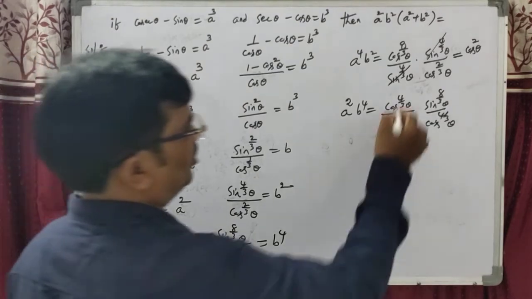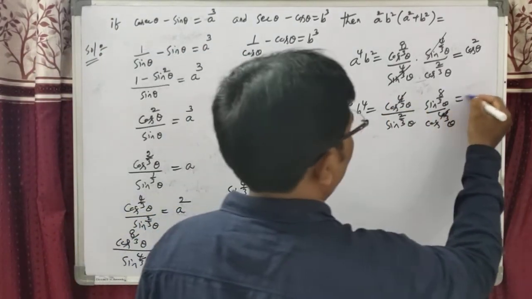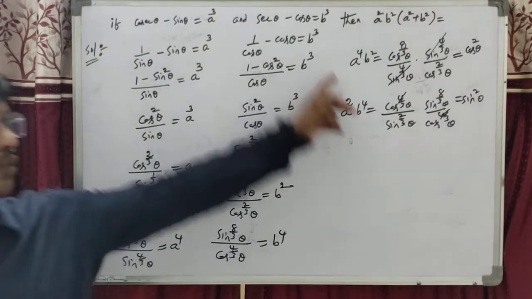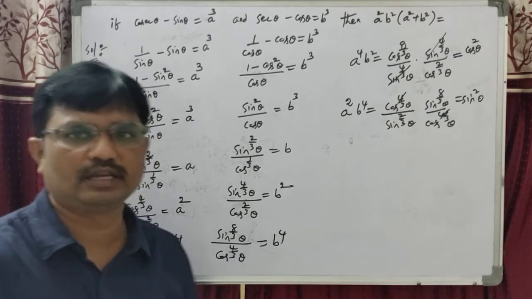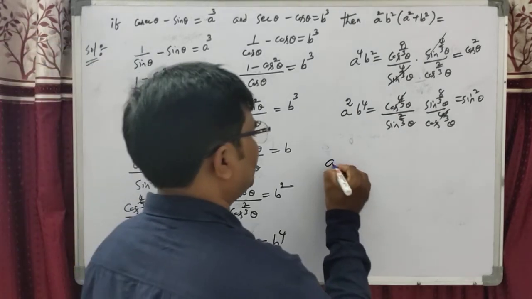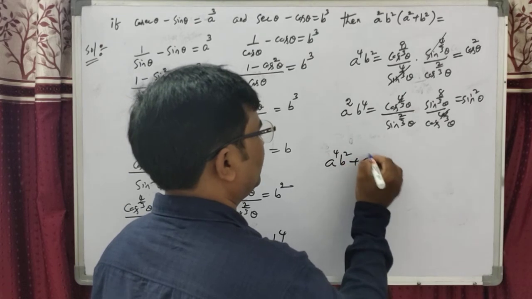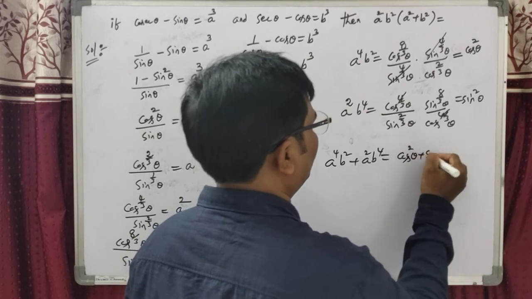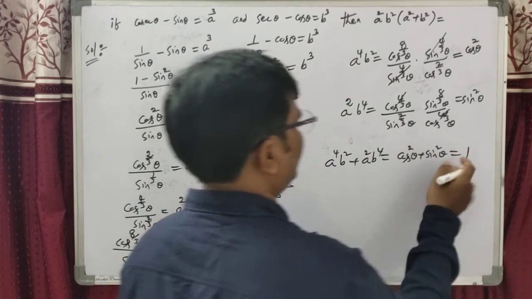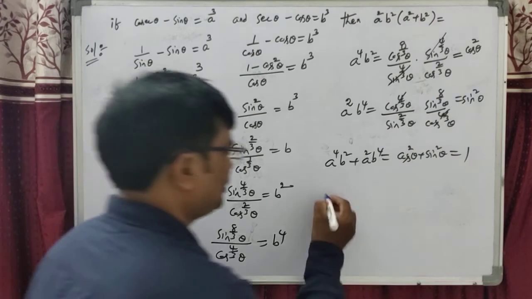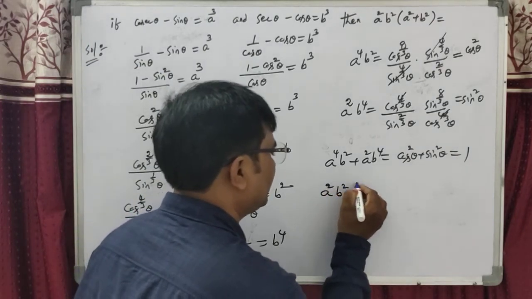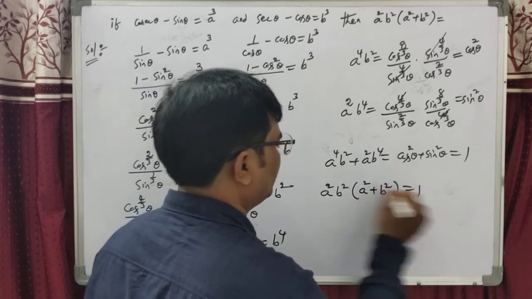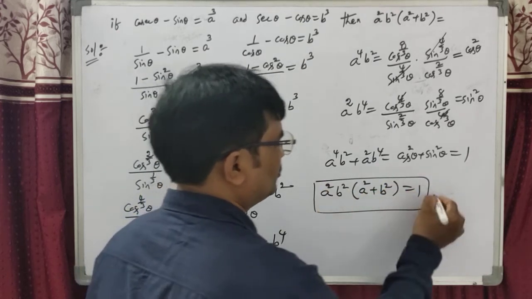Dear students, now cos's are cancelled. We get sine square theta. Adding these two, cos square theta plus sine square theta is 1. We can write a power 4 b square, a square b power 4 times cos square theta plus sine square theta. Now we remove the theta. Now taking the common a square b square, what remains is a square plus b square, which equals 1. Dear students, write down.